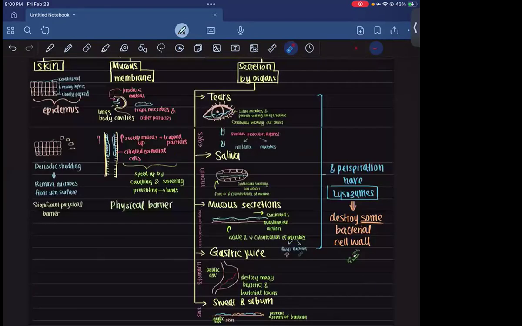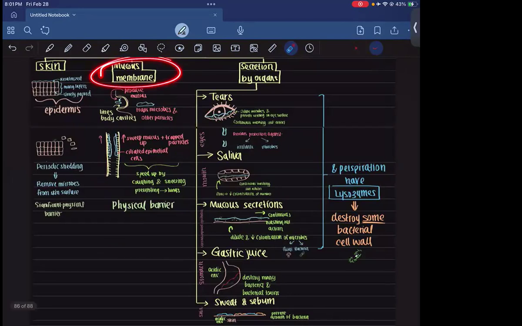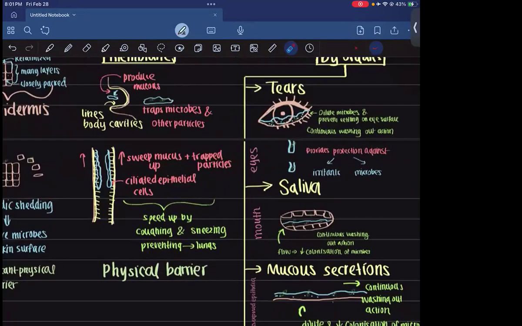Okay. Then mucous membrane. So in mucous membrane, where is this mucous membrane present? They are lining the body cavity. So mucous membrane are present when they are at body cavity. So in body cavities, this mucous membrane will be lining them. And what will they do? They will be producing mucus, and this mucus will be trapping the microorganisms, microbes, and other particles.